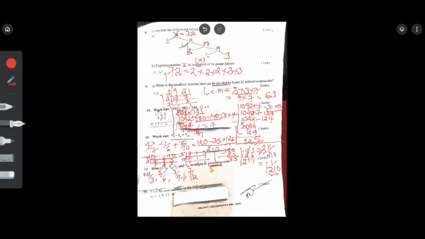Now, we need first of all to understand what ascending order is. Ascending order is when you arrange fractions or numbers from the smallest to the largest, beginning from the least of them going to the largest. All right, there are so many ways to work out this one.